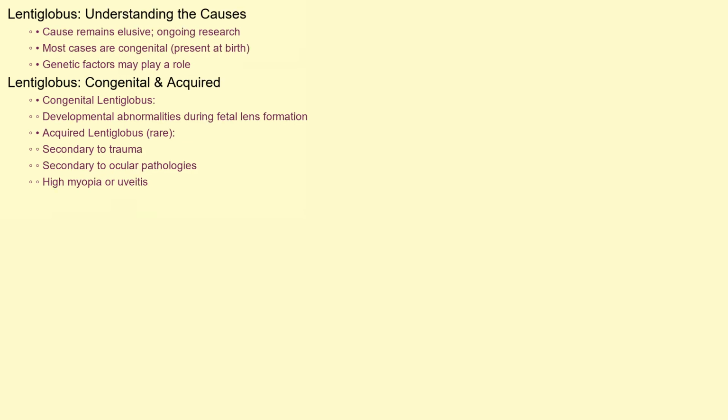The exact cause of Lentiglobus remains somewhat elusive, making it a topic of ongoing research. However, most cases are believed to be congenital, meaning they are present at birth. These congenital cases are often associated with developmental abnormalities during the early stages of fetal lens formation. Genetic factors may also play a role in some instances, although specific genes haven't been definitively identified. Acquired Lentiglobus, while much rarer, can occur secondary to trauma or other ocular pathologies, like high myopia or uveitis.